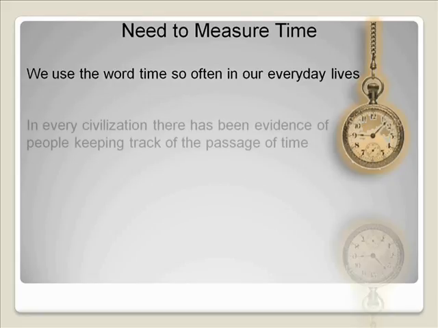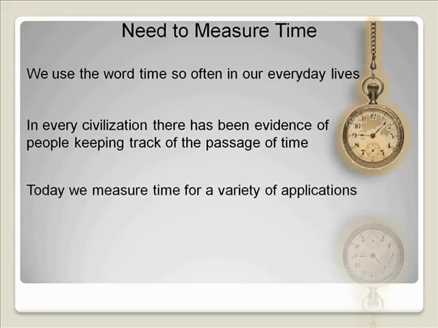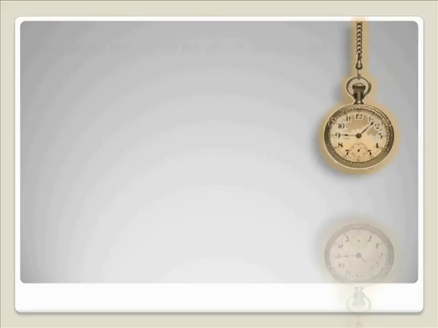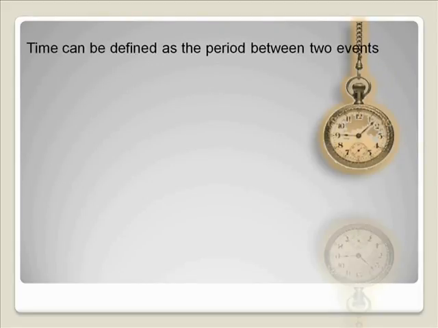In every civilization, there has been evidence of people keeping track of the passage of time. Today, we measure time for a variety of applications. We need to know when a train or a plane will arrive, how long a TV program or a movie will take, the amount of time a computer will take to perform an operation, and so on. The list is endless. Time can be defined as the period between two events.